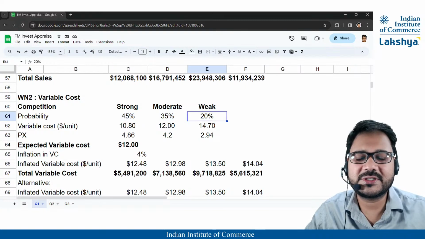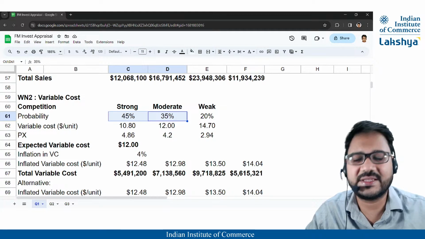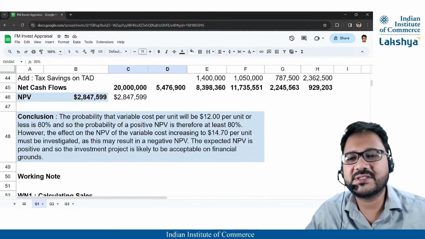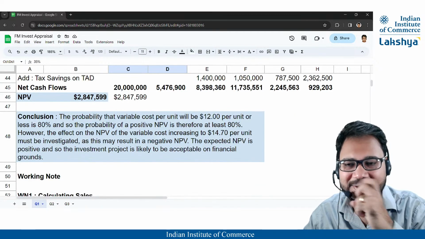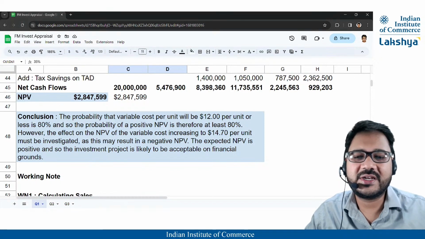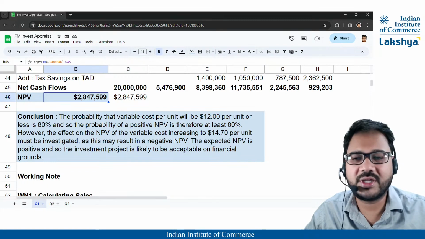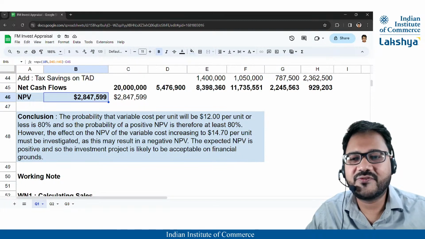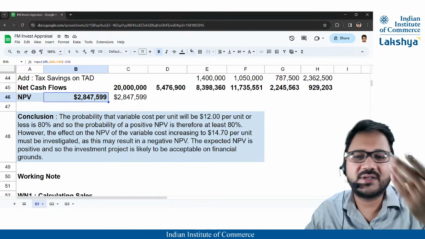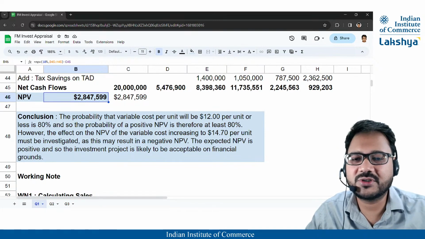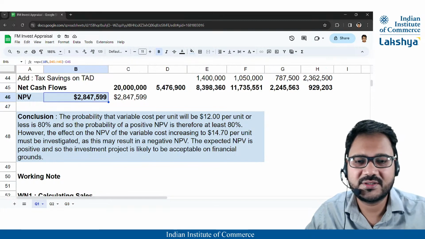Okay, there is only a 20% chance that it is more than $12. There is an 80% chance that it is less than $12. So since there is an 80% chance that it's less than $12, there is an 80% chance that the NPV will be positive. As we said, there's an 80% chance that the NPV will be positive. Therefore, we shall accept the project.